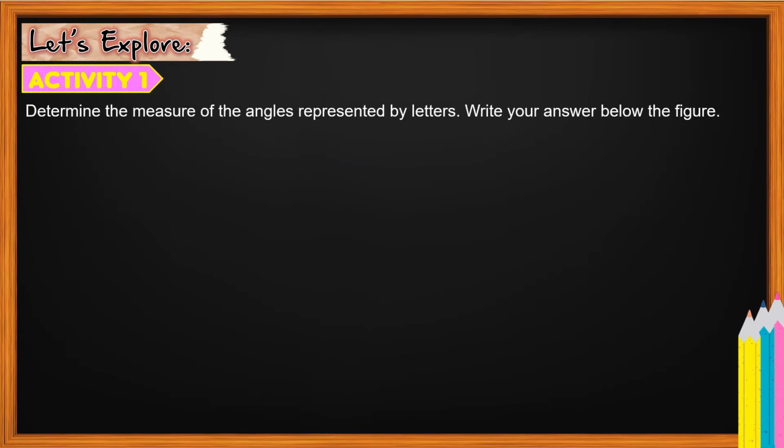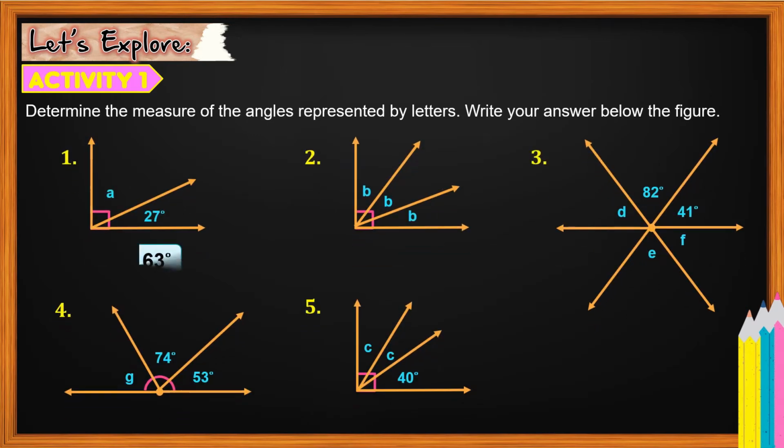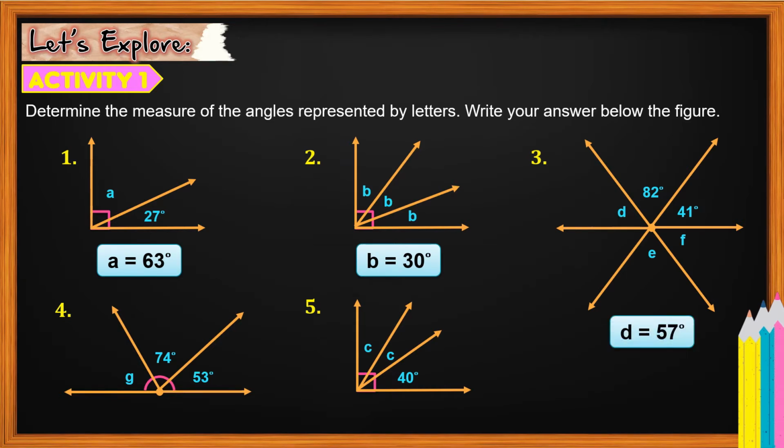Now, let's explore. For Activity 1, determine the measure of the angles represented by letters. Write your answer below the figure. For number 1, the value of A is 63 degrees. For number 2, the value of B is 30 degrees. For number 3, the value of D is 57 degrees.